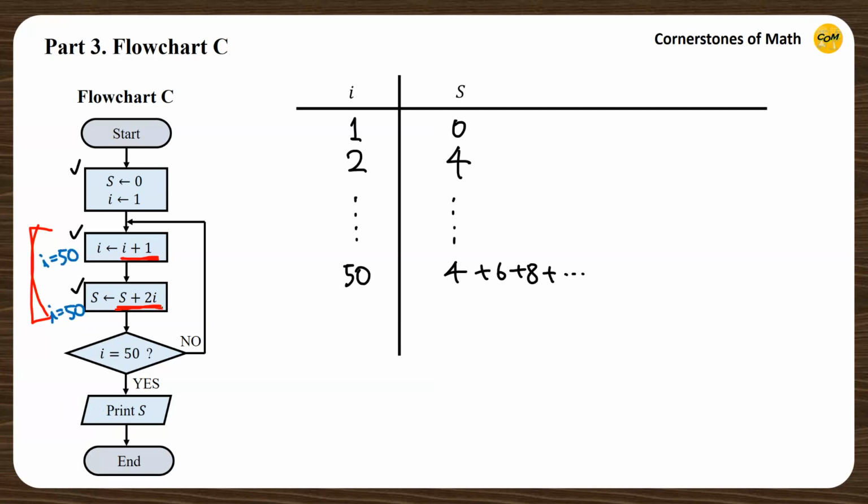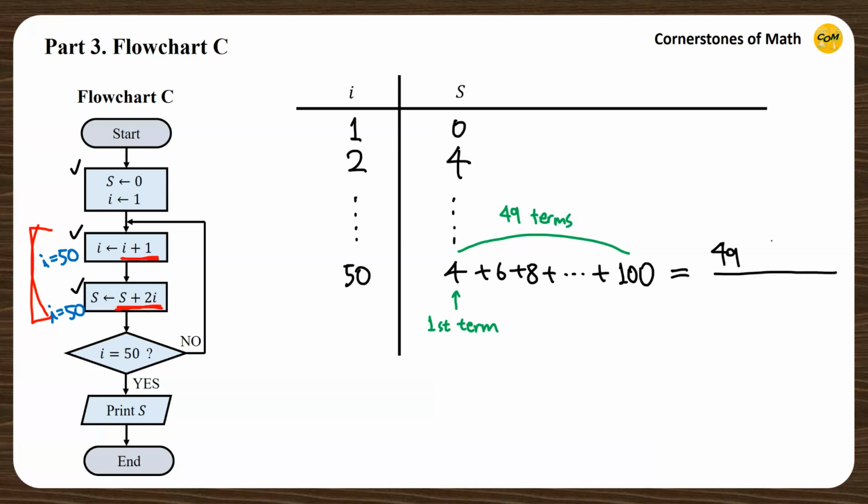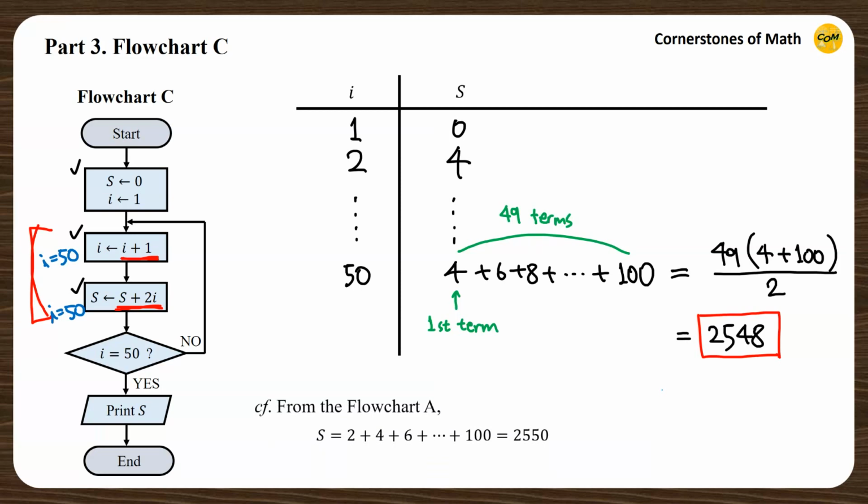So the last term added is 2 times 50, which is 100. Therefore, we have 49 terms, and the first term is 4 and the last term is 100. So we obtain 2548. Compared to the answer from Flowchart A, which was 2550, this answer is less by 2, because now the first term 2 is missing.